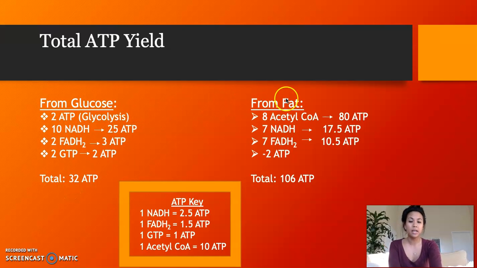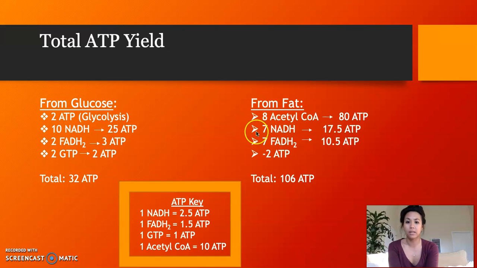Now, from fat, the previous slide, we have our 8 acetyl coenzyme A's, our 7 NADHs, our 7 FADH2s, and if you remember in the initial part before beta oxidation, we did require 2 ATPs released in order to activate that palmitic acid. So we're going to take out 2 ATP. So now we have, again, our key here, how much ATP is produced from each product. You multiply it by 8, 7, 7 and add it all up, we have a total of 106 ATP produced from fat.